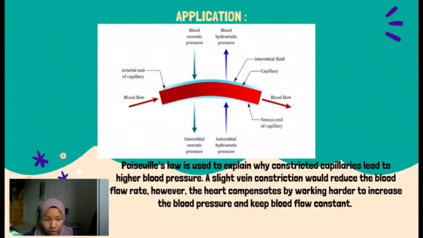A slight vein constriction would reduce the blood flow rate, however, the heart compensates by working harder to increase the blood pressure and keep the blood flow constant. This explains why vein constriction and high blood pressure are related.